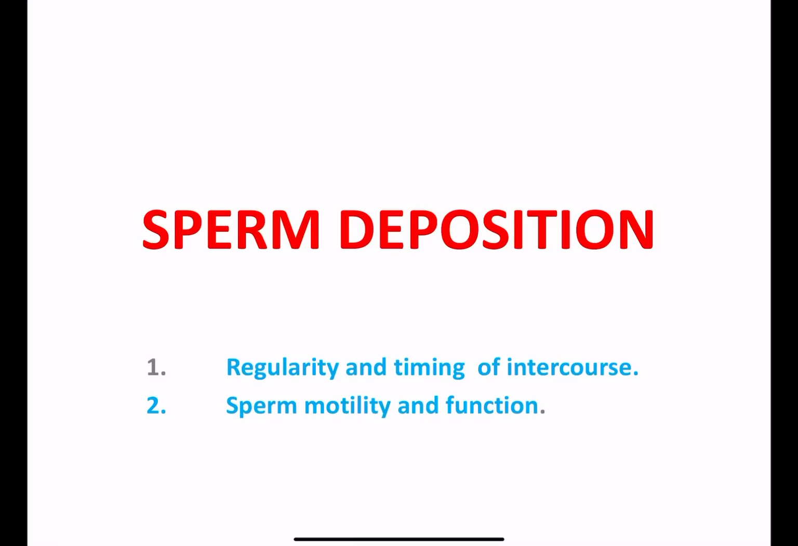After sperm transport, the third process starts, which is sperm deposition. And this sperm deposition in the genital tract of the female depends on the regularity and timing of intercourse in relation to the time of ovulation of the woman, and also depends on the quality of the sperm regarding motility, function, and morphology.